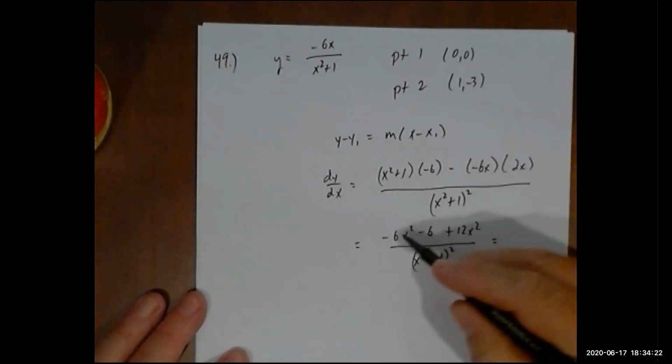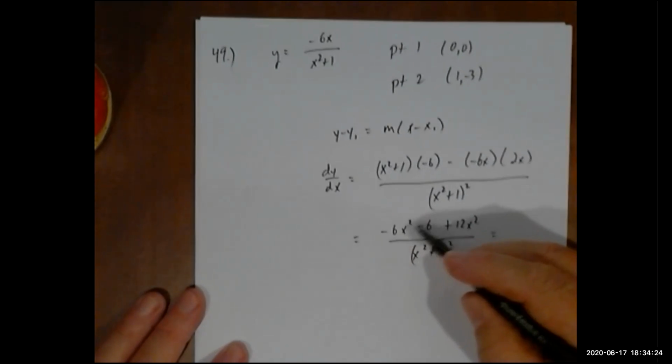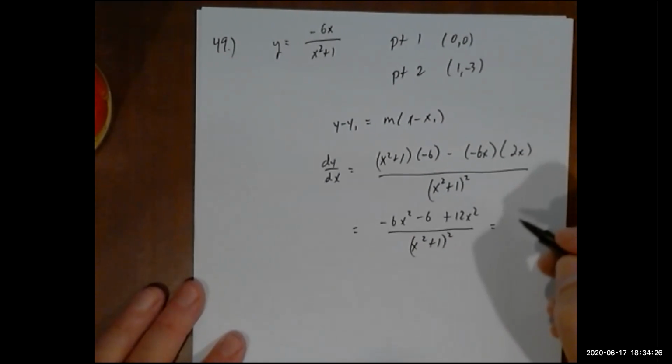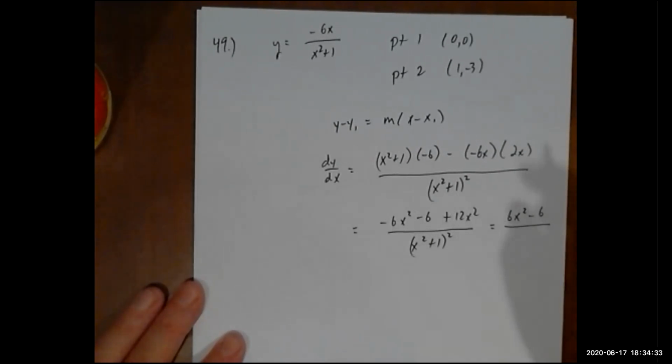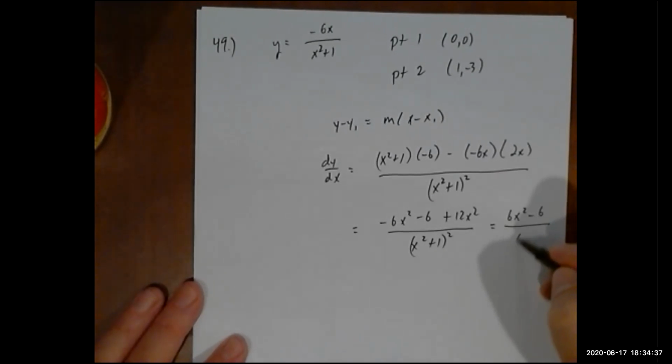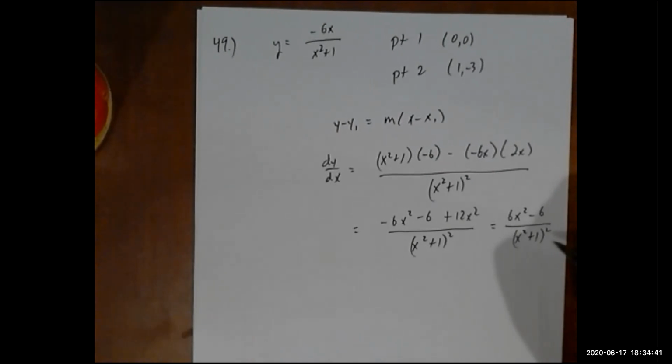If I combine like terms, I can combine negative 6x squared plus 12x squared. 6x squared minus 6 over x squared plus 1 squared. So that's the first derivative.